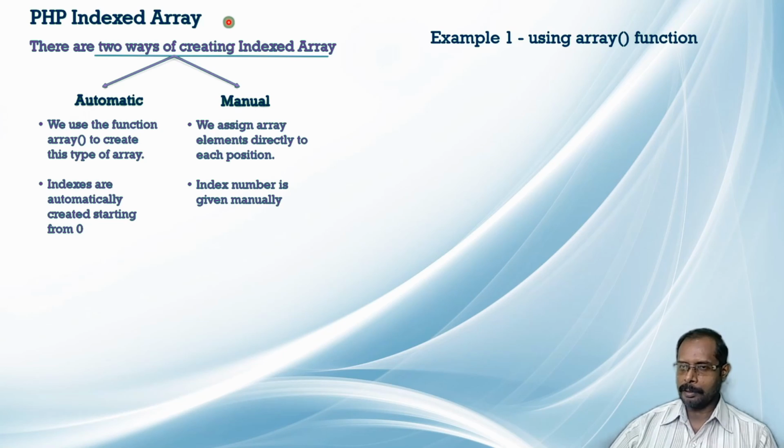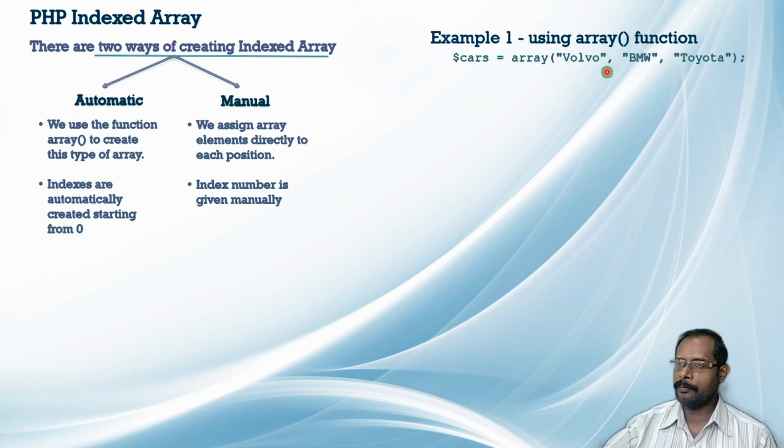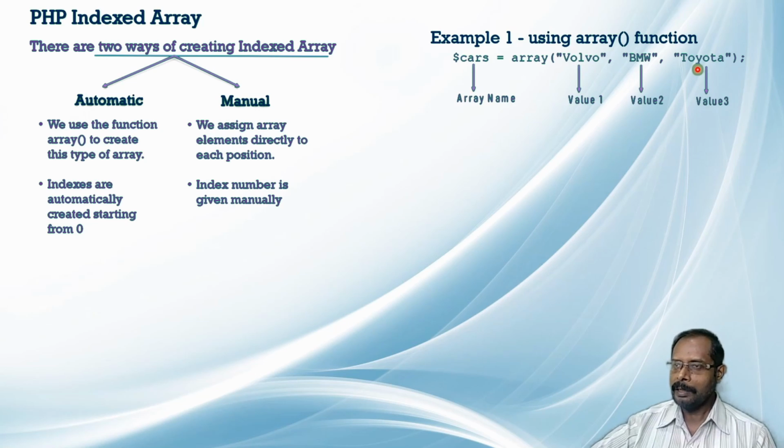So first the automatic method, that is, using the array function. Here I am writing a statement like this: $cars = array("Volvo", "BMW", "Toyota"). These are three string values. I am assigning them to the array cars. Here cars is the name of the array. This is the first value, this is the second value, and this is value 3. So this is the name of the array, and these are the three values that are assigned.